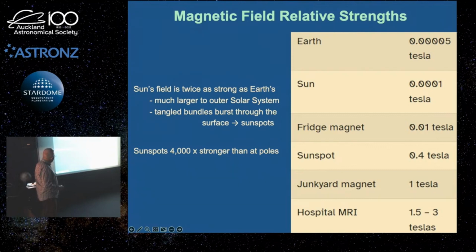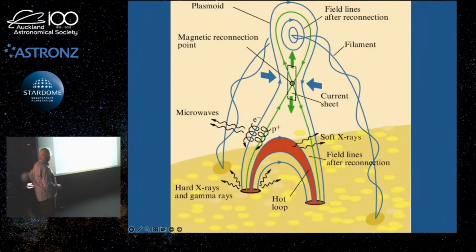Here's your sunspots. A junkyard magnet is 1 Tesla, as is an MRI scan in the hospital. That's why the hospital says, do not take anything metal into that room. Thank you very, very much. Or if you've got a metal prosthesis, you can never have an MRI for that exact reason. So that's another little interesting thing. Oh, the sunspots, the magnetic strengths over there, that's suppressing the plasma coming up. The magnetic strength is about 4,000 times that at the poles of the sun. Yeah, and that's it, it gets complex here.